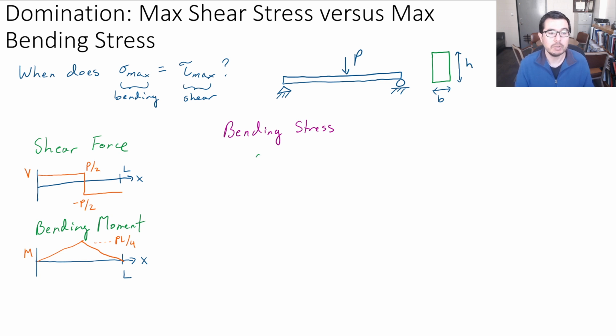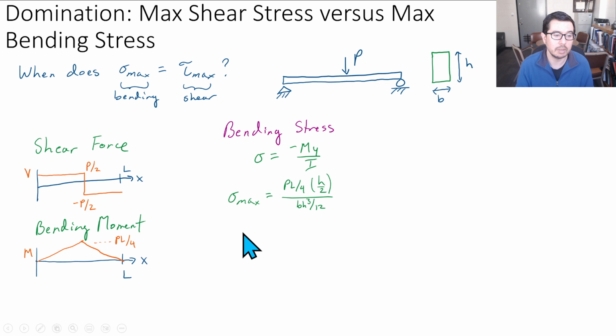What's the bending stress? The bending stress is going to be the negative My over I, and we can use our expression for M, with a max of PL over 4 at L over 2, and plug it into the flexure formula. We have sigma max equal to this quantity, and this is equal to 3/2 PL over BH squared.